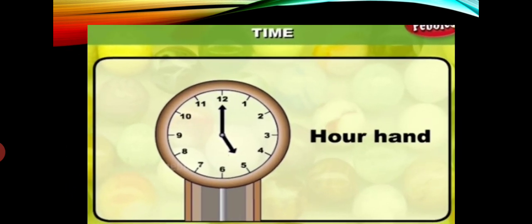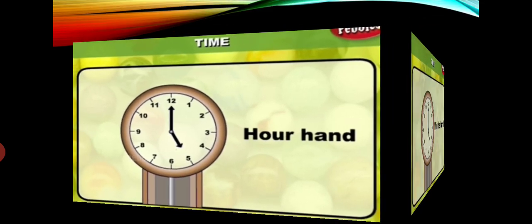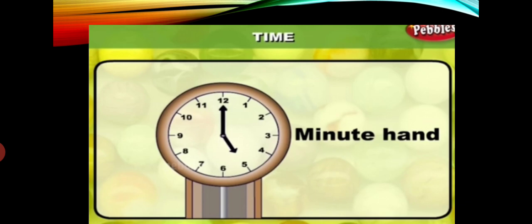So the shorter hand, जो छोटा वाला हैंड है जो 5 पर है, that is known as hour hand. Learn the spelling, HOUR, hour hand. The shorter hand of the clock is known as hour hand. अभी hour hand कहाँ पर है? At 5. Okay. And the longer hand, bigger hand, which is at 12, is known as minute hand. Spelling of minute, MINUTE. So you can see there are two hands, one longer hand that is known as minute hand and one shorter hand that is known as hour hand.